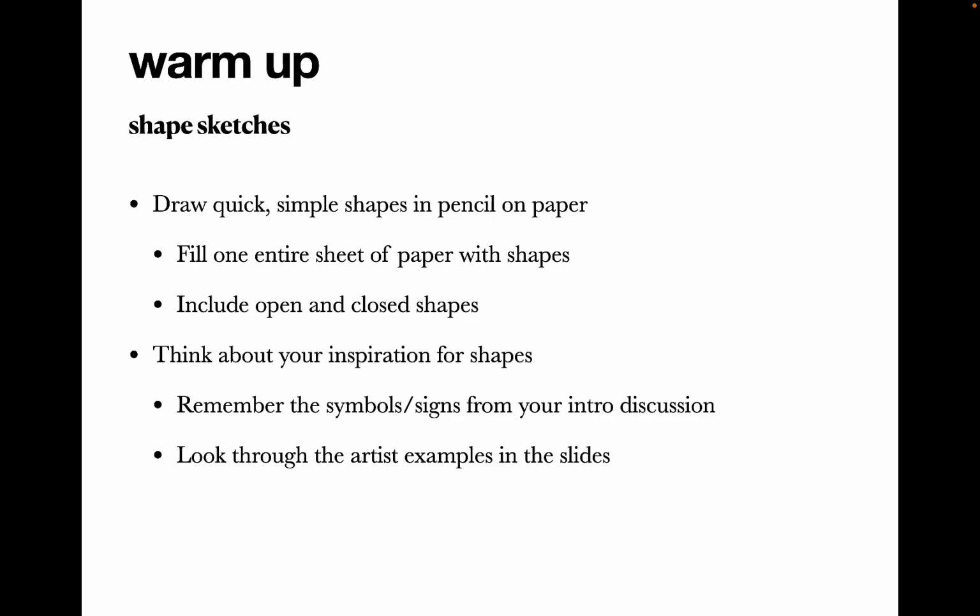Okay, so for your warm-up that I'll demonstrate at the end of this video, you're just gonna practice sketching quick, simple shapes on paper. You're gonna fill one sheet of paper with shapes. And they should be open and closed shapes. And I want you to think about the inspiration for your shapes. Remember the symbols and signs we did in the intro discussion, and then look at the examples in these slides, which you can download on Canvas or just look at on Canvas more closely. You don't have to watch the whole video again. You can even try copying some of the shapes from the slides, so you can get used to making your own shapes.